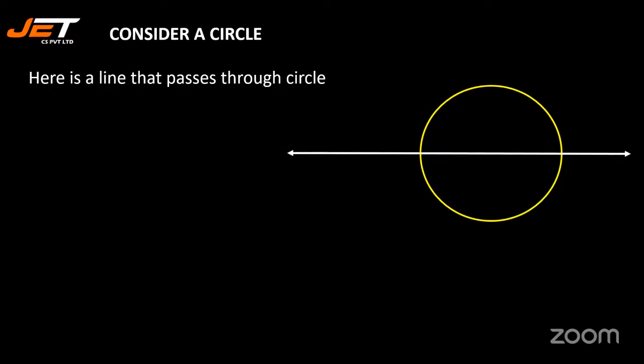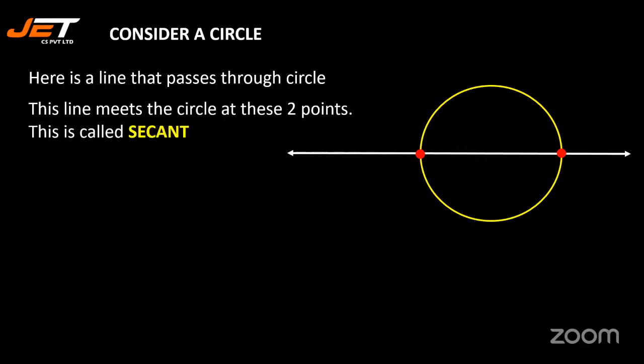Considering a circle, here is a line that passes through the circle. You can see 2 points, where the line touches the circle. So this line meets the circle at these 2 points. This is called a secant. The line which touches the circle at 2 points is called a secant.